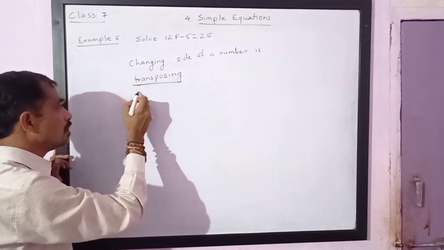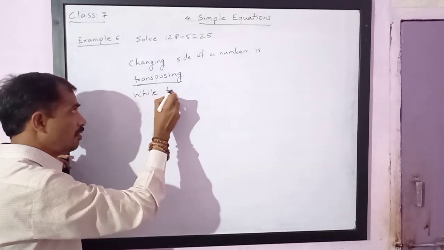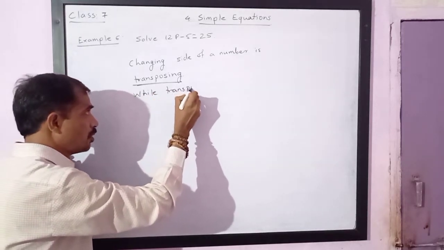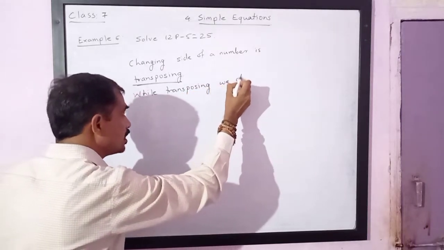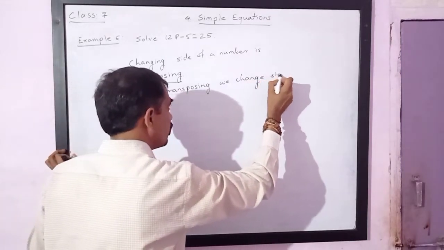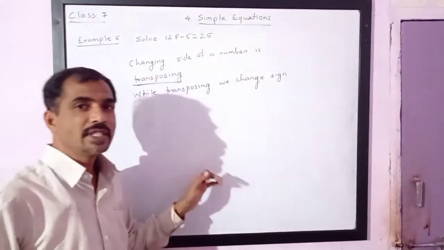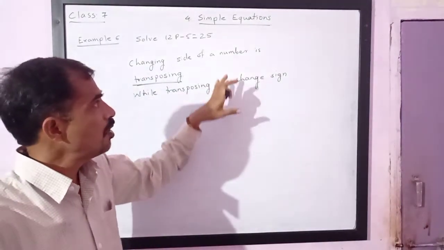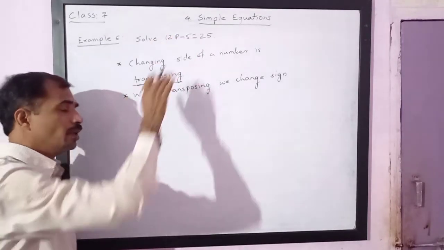So always remember this, while transposing we change sign. We change sign of the number. That is, if it is positive, we make it negative. If it is negative, we make it positive. Now, we are going to remember these two rules and we are going to solve the problems on this.